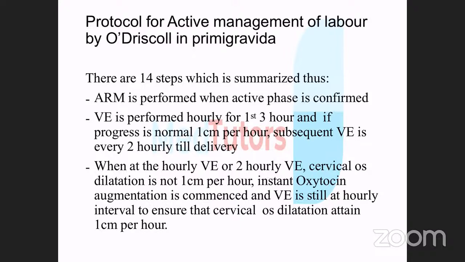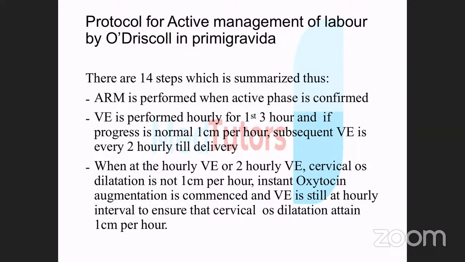If she is progressing at 1 centimeter per hour within the first 3 hours, then you now make the VE every 2 hours. So which means she came at, let's say, 4 cm, you did ARM, then you started examining her every hour for the next 3 hours, and she's progressing from 4 cm. By the time you finish the hourly examination, she'll be 7. So by the time she's 7, you should now change your examination to every 2 hours till she delivers.